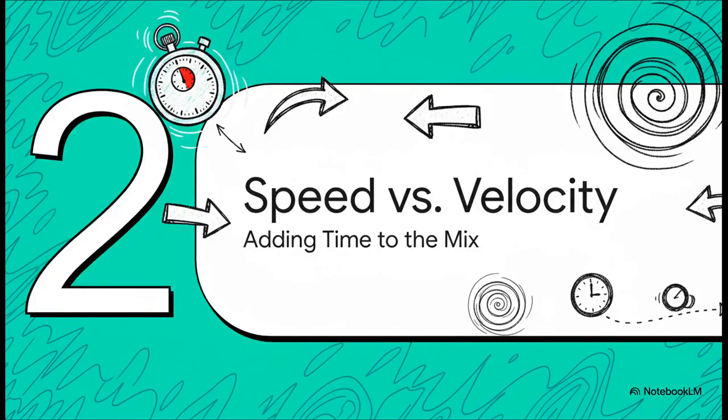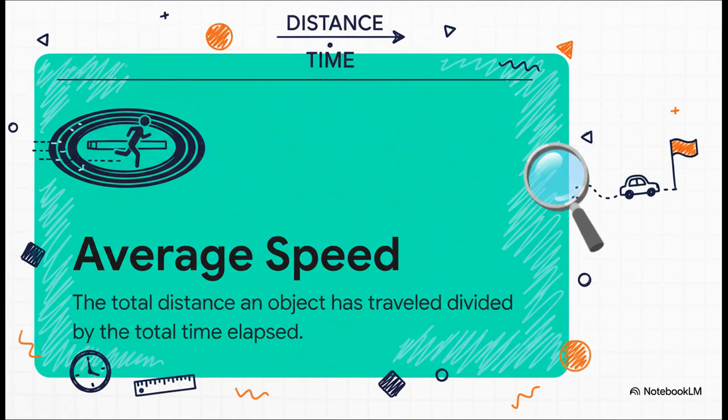Okay, part 2, speed versus velocity. We figured out how to talk about a change in location. But a journey isn't just about where you go, it's also about how long it takes you to get there. So it's about time we added, well, time. Average speed is the one you already use every day without even thinking about it. You just take the total distance you traveled, our full 400-meter lap for instance, and you divide it by how long it took. Super simple.